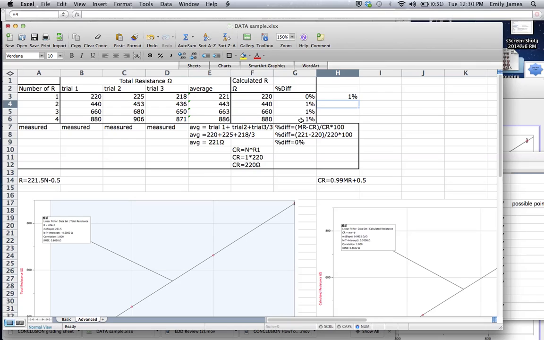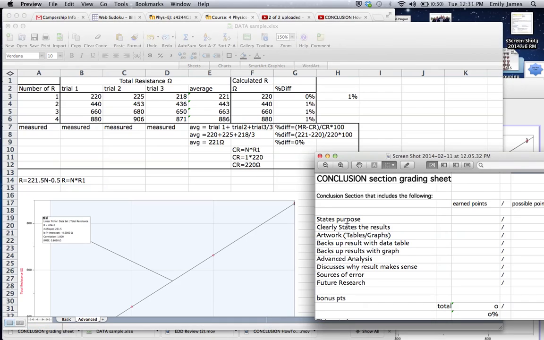We also found this formula by looking at the equation of the graph. We found that graphical analysis showed us that R equals 221.5 times N minus 0.5. The 221 looks awfully like the resistance of one resistor. So we can say that R equals N times R1, where R1 is the resistance of one resistor, and this works really well.